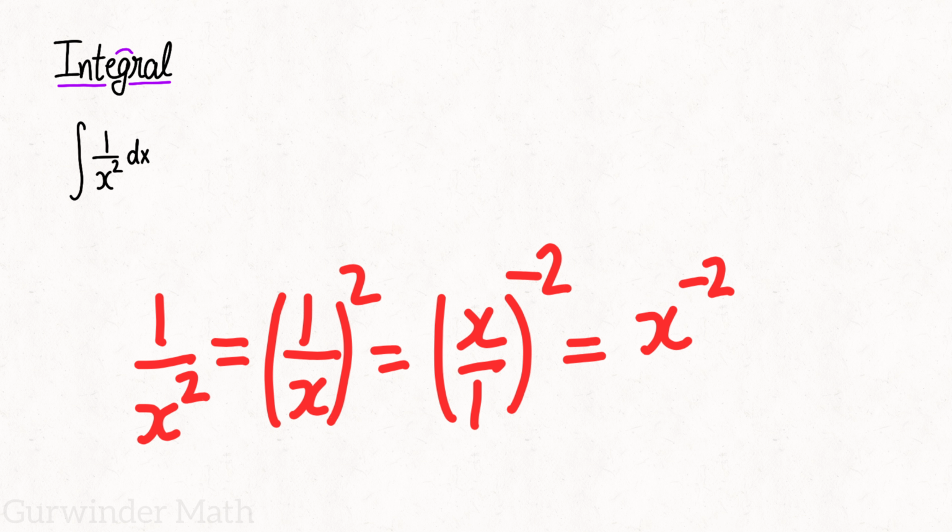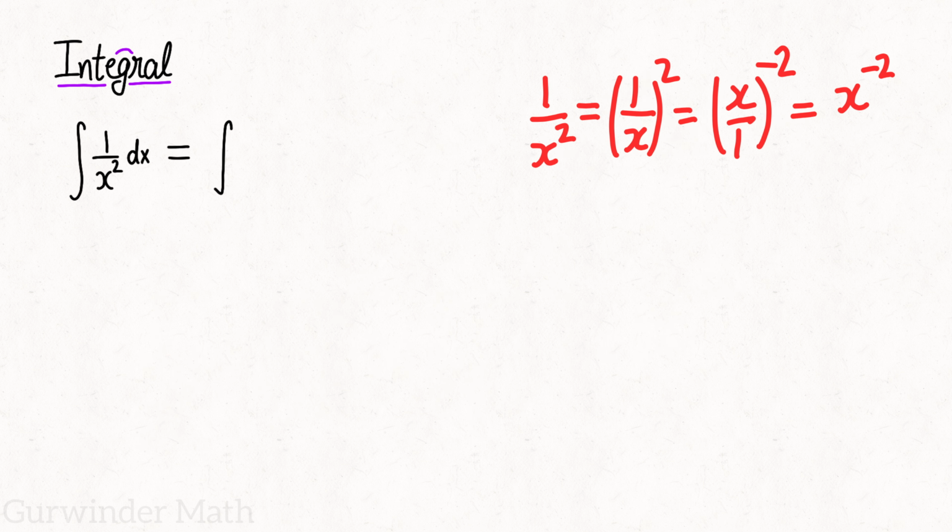So it will be equal to x over 1 raised to power minus 2. Okay, this can be done if we put a negative sign in the power. We can reciprocate what is in between the brackets. Then it will be equal to x raised to power minus 2.